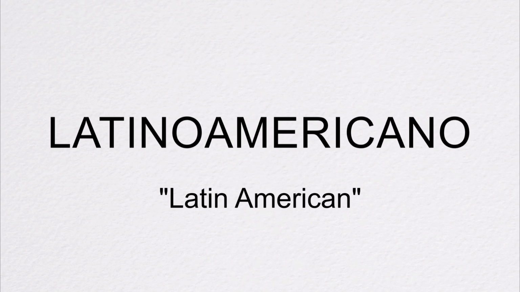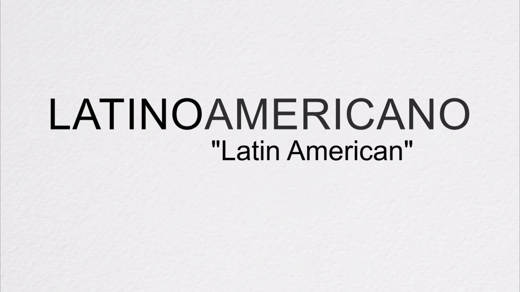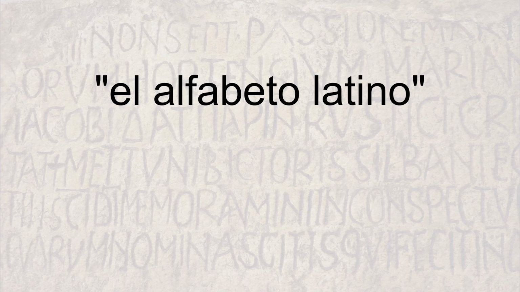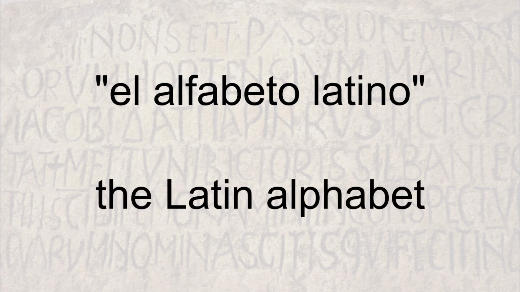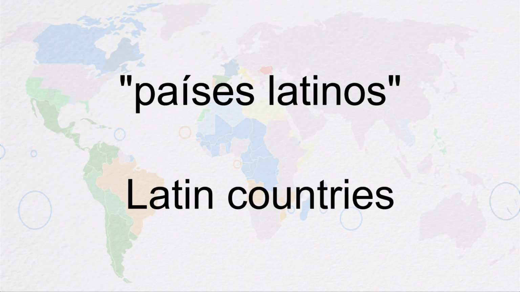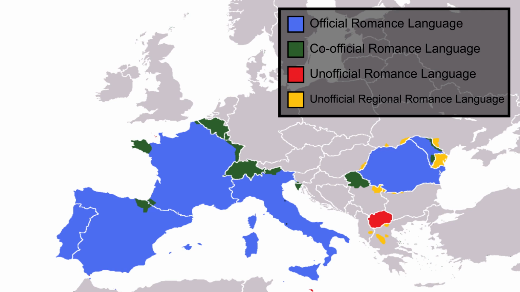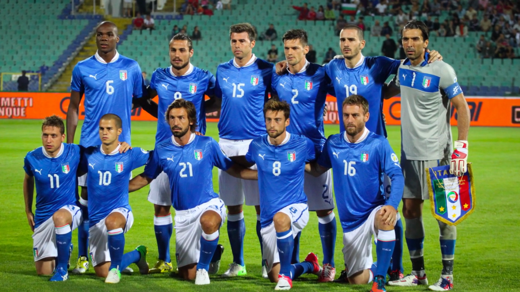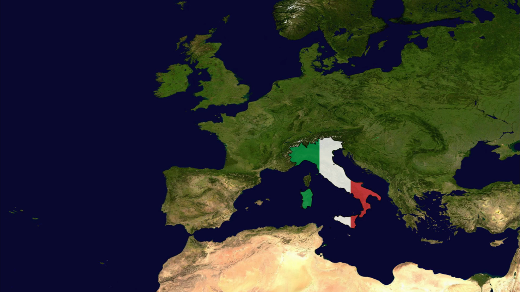However, this could cause some confusion because although the word Latino is an English word, it's also a Spanish word, meaning Latin. So for example, El Alfabeto Latino would be the Latin alphabet, or Países Latinos would be Latin countries, which could potentially refer to any country that speaks a Romance language. But people from, for example, Italy are not Latino because the word Latino in English means Latin American and Italy is in Europe, not in the Americas.